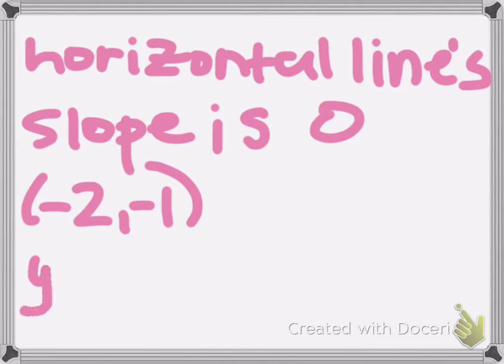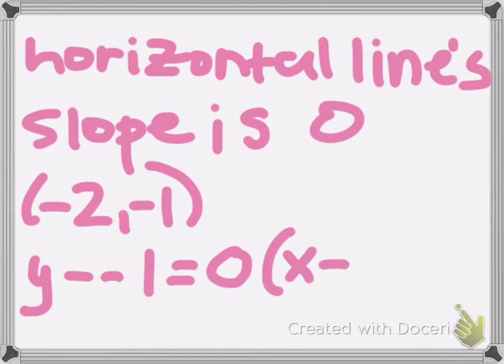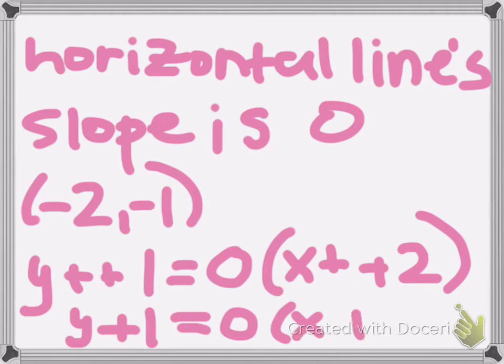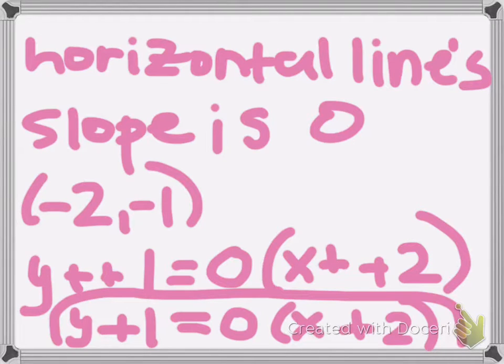So if I plug it into point-slope form, I have y minus my y-coordinate equals my slope times x minus my x-coordinate. And this simplifies, since it's minus a negative, to be y plus 1 equals 0 times x plus 2. That would be my final equation. And then there's two more here.